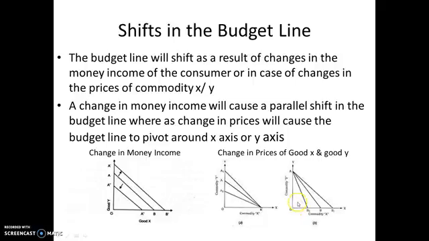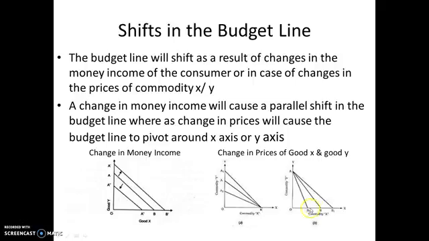In the opposite case, if the price of Y remains the same and the price of good X changes, then if there is a fall in the price, there will be an increase in the real income, and the consumer will now be able to afford more than what he could earlier. Therefore, he would move from B to B1. In case there is an increase in the price of good X, his real income would reduce and the budget line would pivot inwards from B to B2.